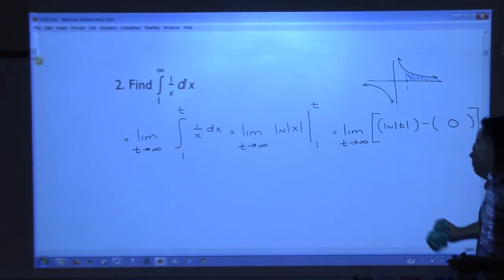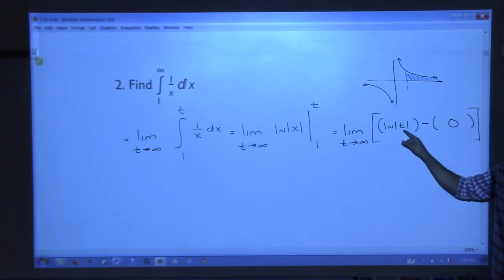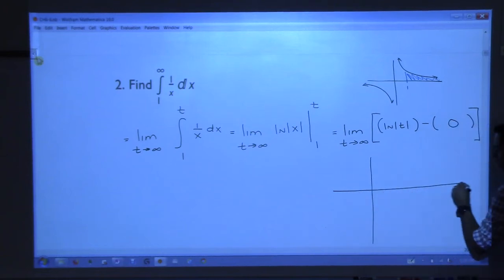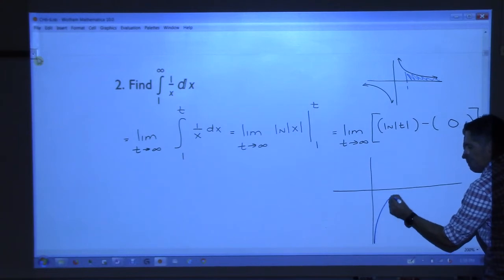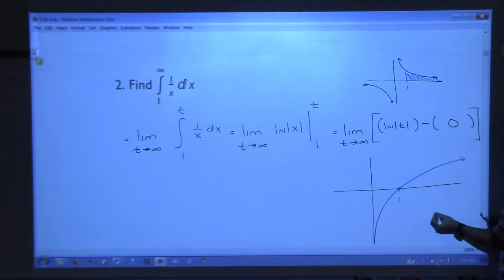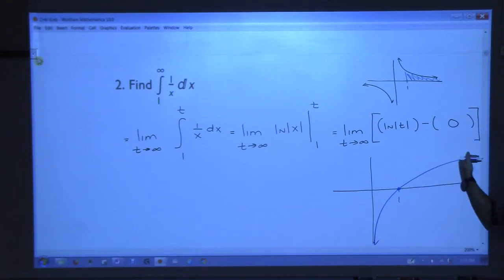All right, but we're not done. We now have to do this. The limit as t goes to infinity of the natural log of t. What does that mean? I'll tell you what it means. It means you need to know what the natural log function looks like. So I'm going to go back to college algebra here, and I'm going to graph the natural log function. The natural log function looks like this. Of course, this is 1. That's where the x-intercept is, because when you plug in 1, you get 0. And then it kind of goes to the right like this. Does that look familiar? That's your natural log function.